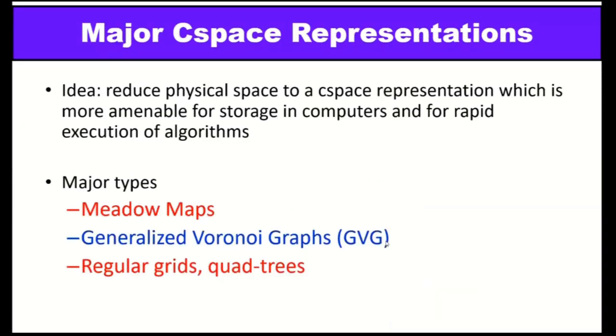This space, the real-life, real-world space, how you project it and use it for measurements, or how it can be decomposed using radar or camera-like sensors, and you need to apply execution algorithms on them. Now decomposition of this C-space is based on Meadow Maps or Generalized Voronoi Graphs, or sometimes regular grids or quad trees. So these are space decomposition techniques, that is, how you can decompose the space.